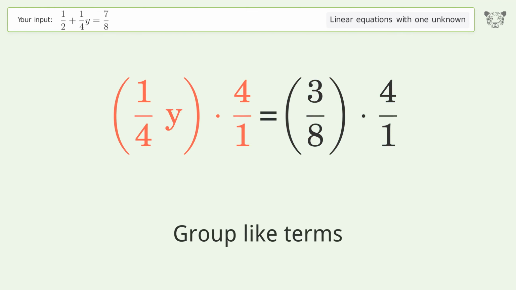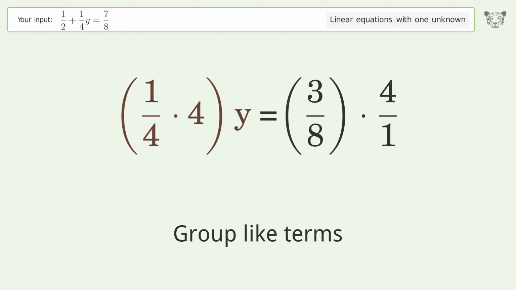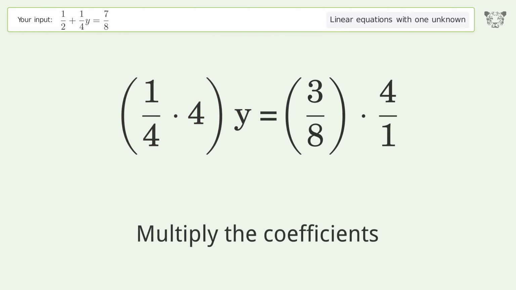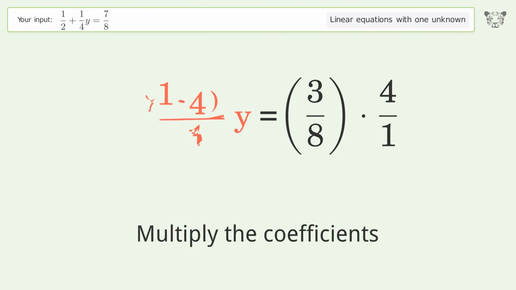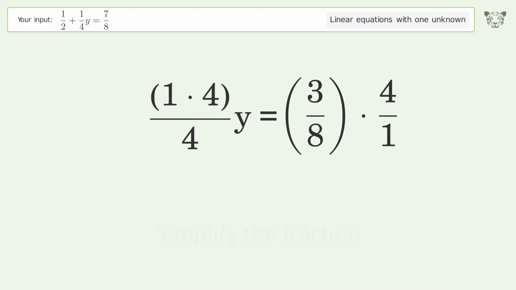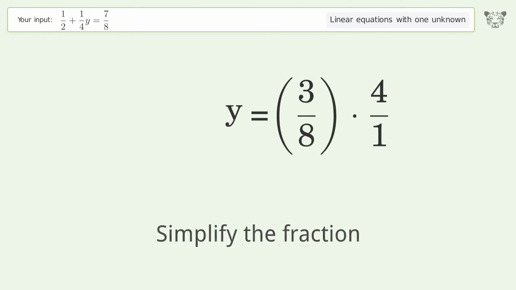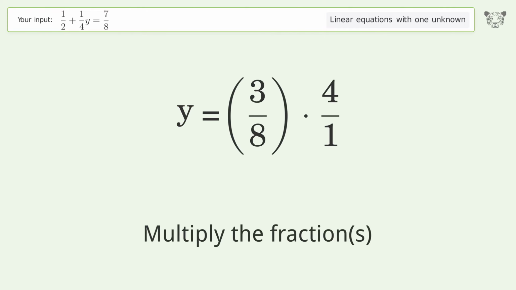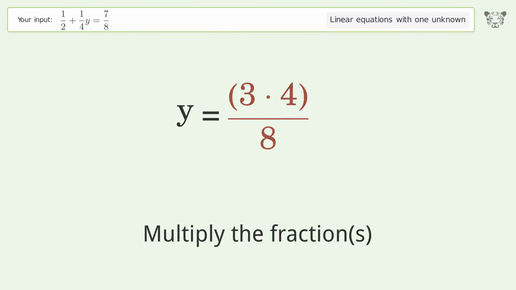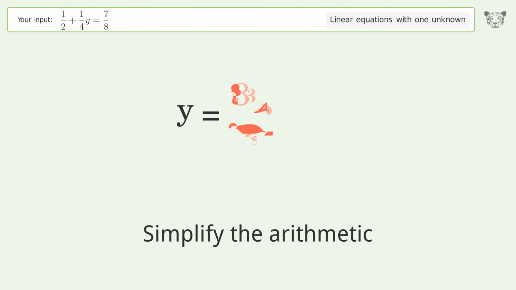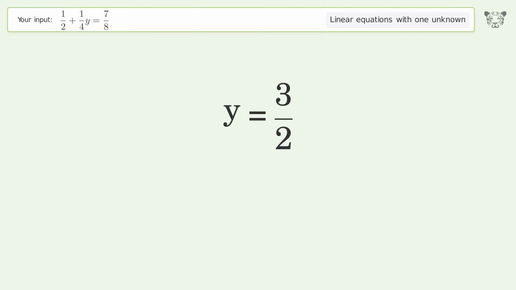Group like terms. Multiply the coefficients. Simplify the fraction. Multiply the fractions. Simplify the arithmetic. And so the final result is y equals 3/2.